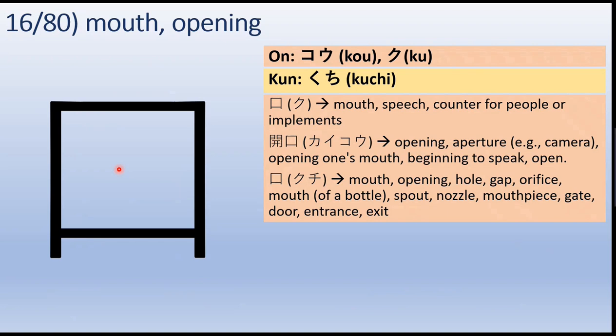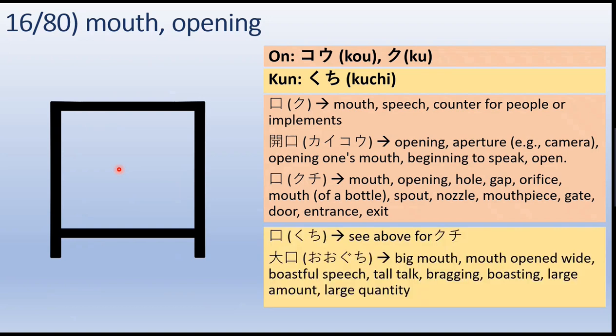Kaiku means opening or aperture, for example, of a camera, opening one's mouth, beginning to speak or open something. We have kuchi as mouth, opening, hole, gap, orifice, mouth of a bottle, spout, nozzle, mouthpiece, gate, door, entrance, or even exit. In Kun'yomi, we have the same kuchi as mentioned just above, and we also have O kuchi.